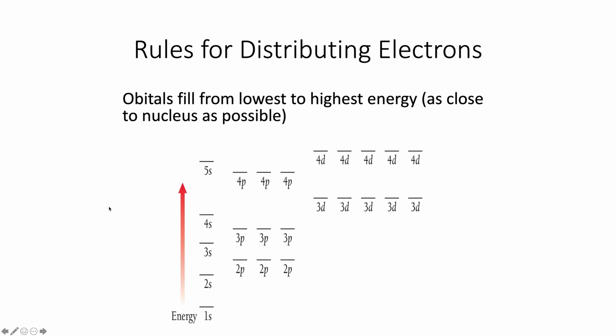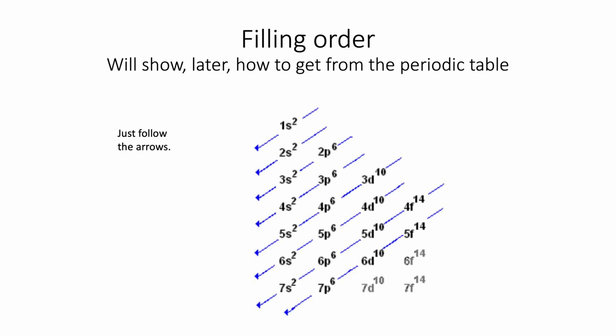So how are you going to remember this? Before this set of slides is over, I'm going to show you how to get it from the periodic table. And that's the real power that you want to have. But until then, I'm going to show you a little trick. The way to do it is to use this mnemonic device. You just follow the arrows, think of it like karaoke. So you fill the 1s, then the 2s, then the 2p, then the 3s, then the 3p, then the 4s, then the 3d, 4p, 5s, and so on.